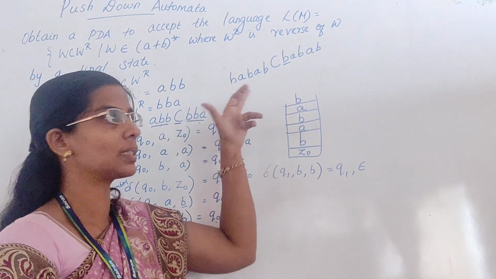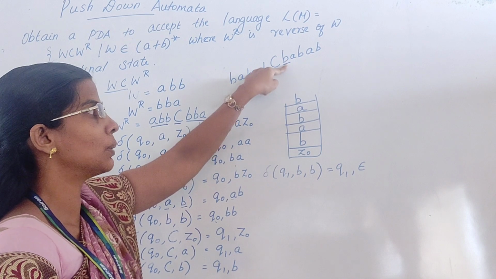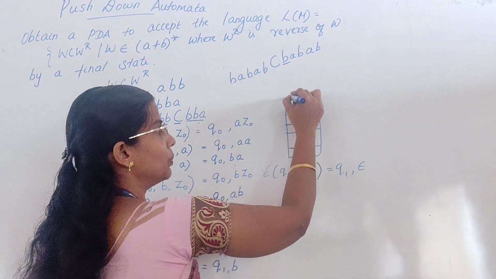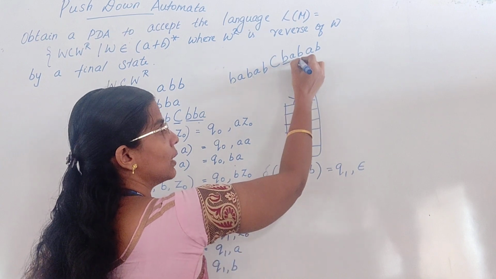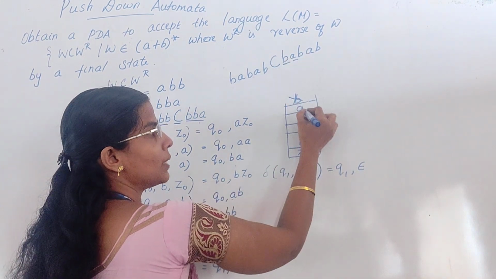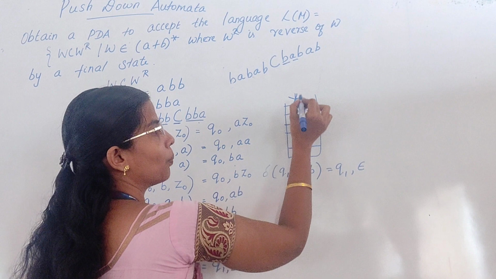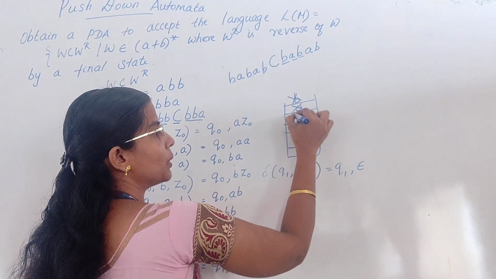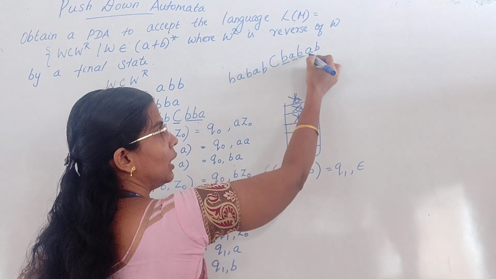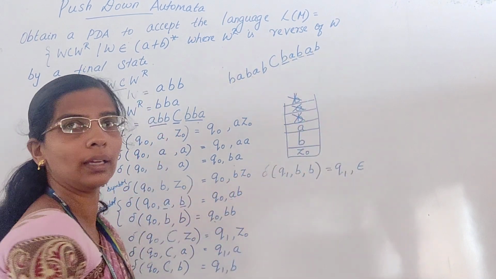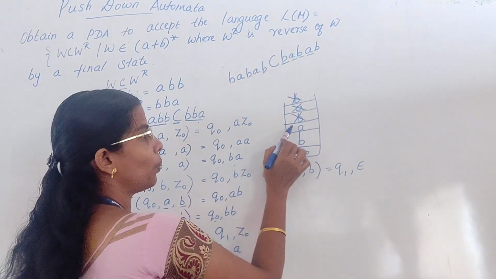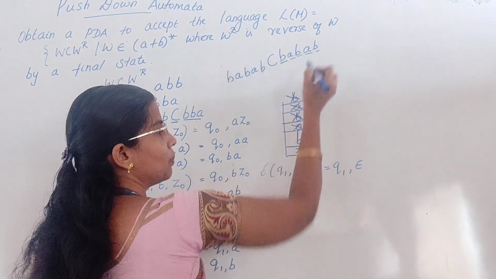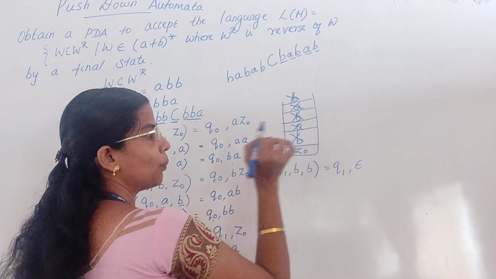Now we will do this example. Input symbol is B. My stack top is B, so I will pop this. Next, input symbol is A. My stack top is A, I will pop. Next, input symbol is B. Stack top is B, I will pop. Next, input symbol is A. Stack top is A, I will pop. Next, input symbol is B. Stack top is B, I will pop.